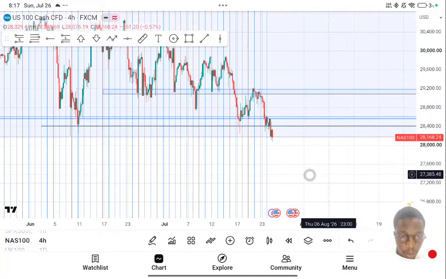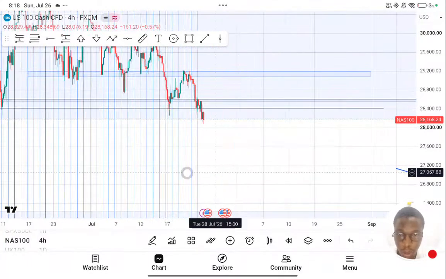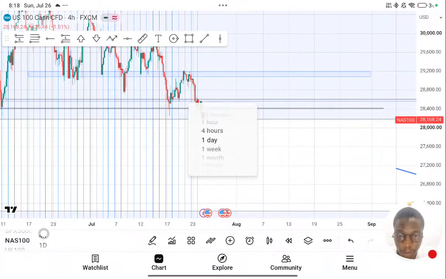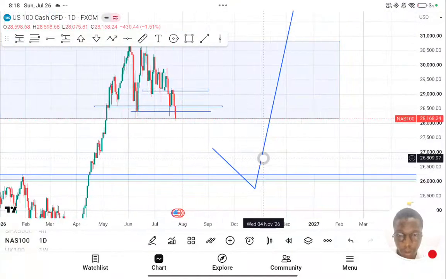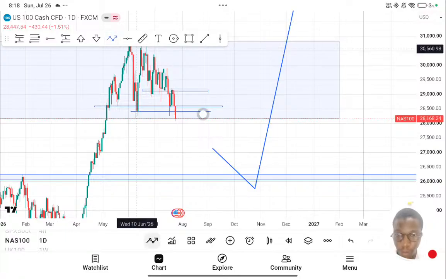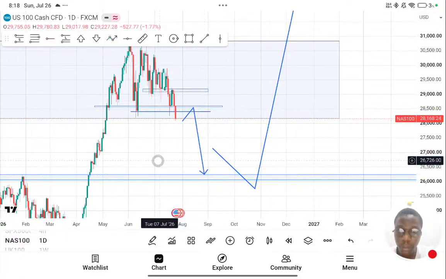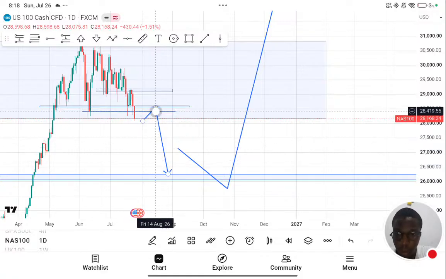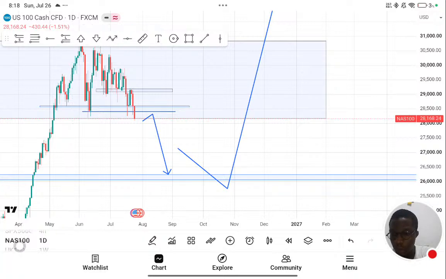Wow. This is looking sweet, sell. Wow. So therefore it means this level here. So that's what we see on Nasdaq.